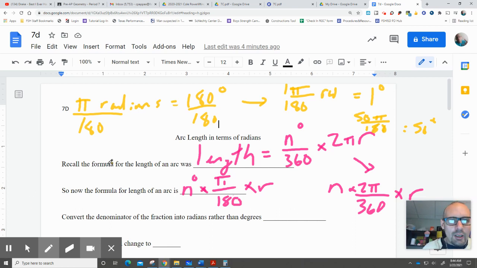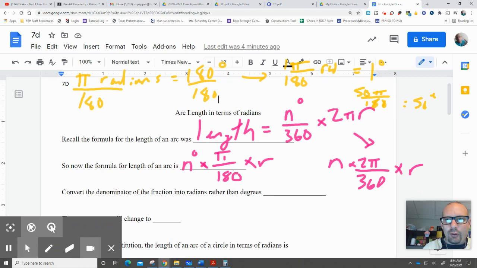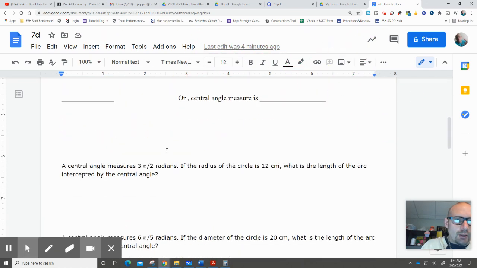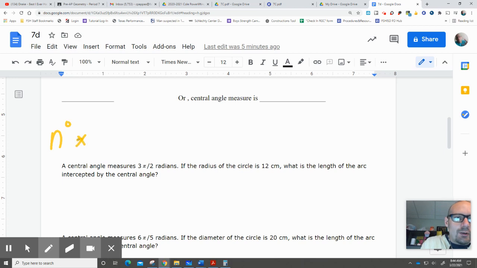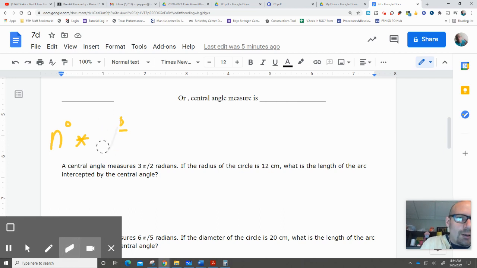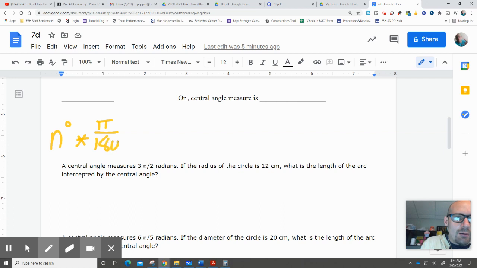So long story short, to convert degrees into radians, and I'm just putting this down here because I have space, you take however many degrees you have and multiply by 180 over pi, or check that, sorry. However many degrees you have, you multiply that by pi over 180, and that converts your angle into radians.